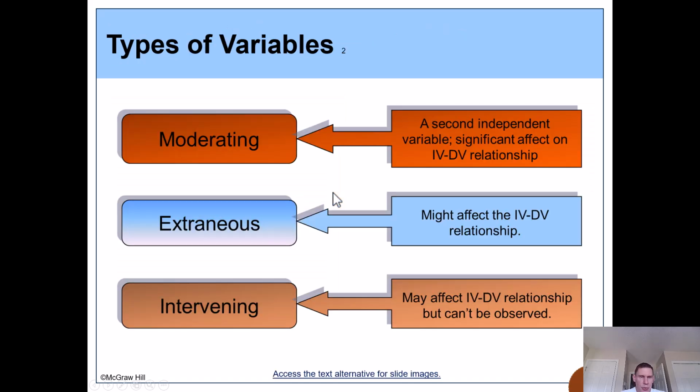So types of variables, we've got moderating. Think of that as a second independent variable. There's a significant effect on the independent variable and dependent variable relationship. But you may not realize it's there, or maybe you do. Extraneous, it could affect the IV-DV relationship, and then intervening, it may affect the IV-DV relationship, but can't be observed.